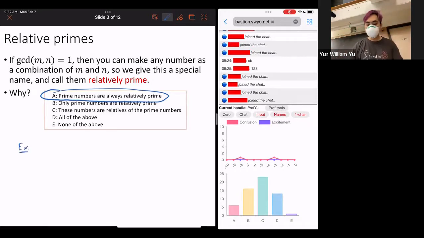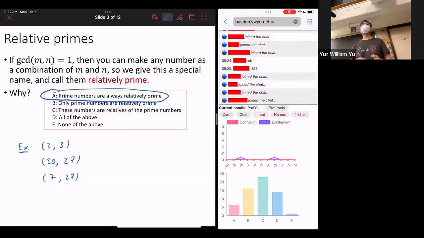So there are examples of relatively prime pairs, like 2 and 3. Those are obviously relatively prime. 20 and 27 are also relatively prime, and 7 and 27 are relatively prime. Remember, the question is: is the greatest common divisor equal to 1? If the greatest common divisor is equal to 1, then they are relatively prime. And somehow this means some special things about the combinations you can make.